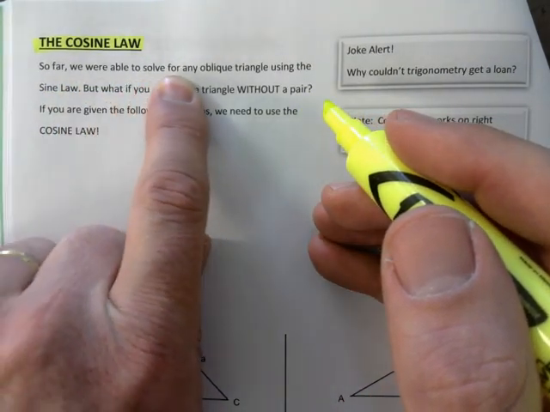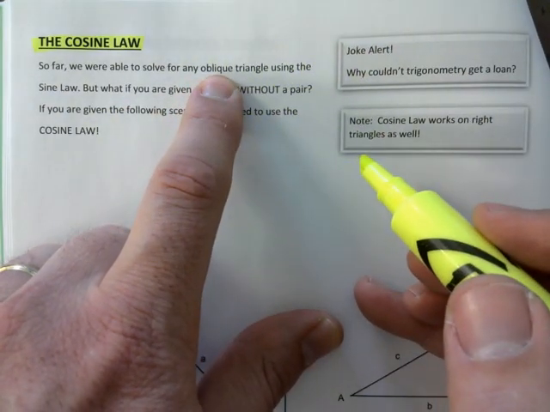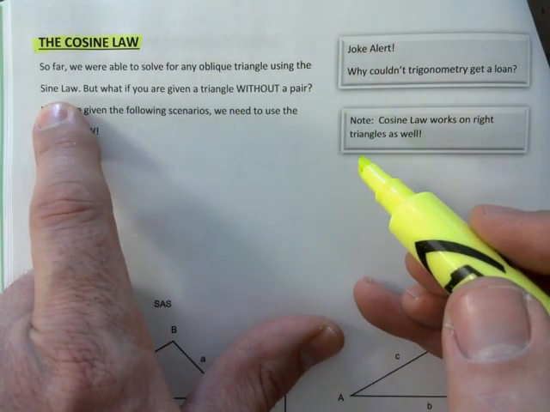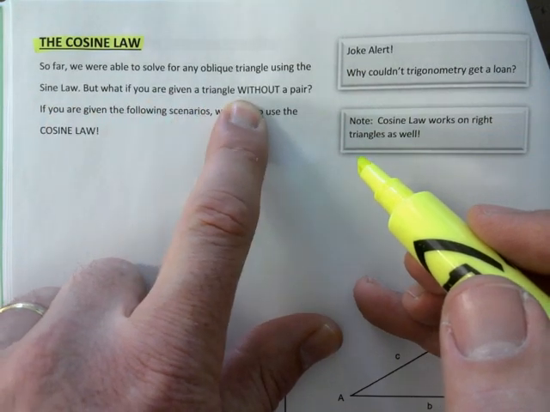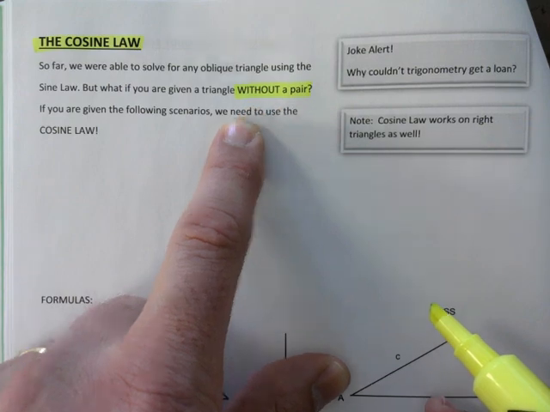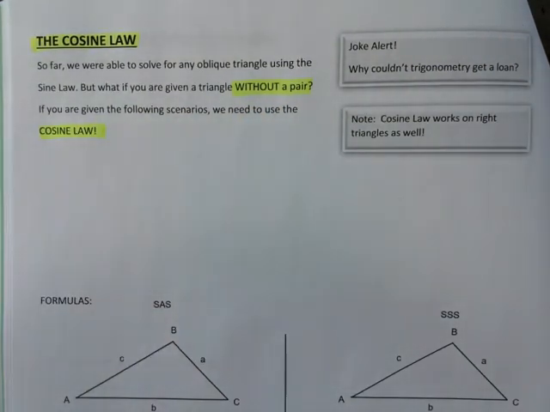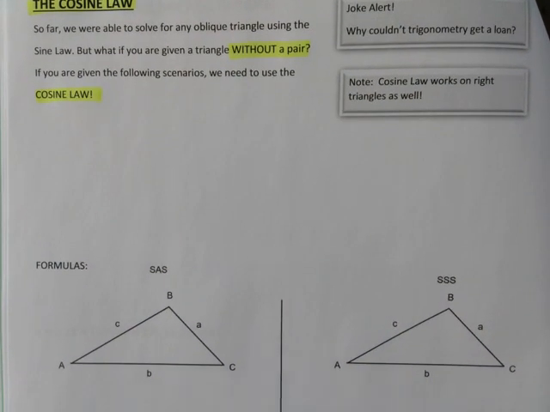So far, we were able to solve any oblique triangle, remember, oblique is just a non-right angle triangle, using sine law. But what if you have a triangle without a pair? If you don't have a pair, what do you do then? Well, the answer is you need cosine law. Cosine law works in two very distinct scenarios, you almost can't miss it.